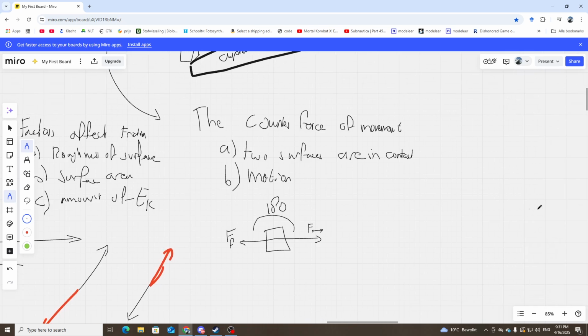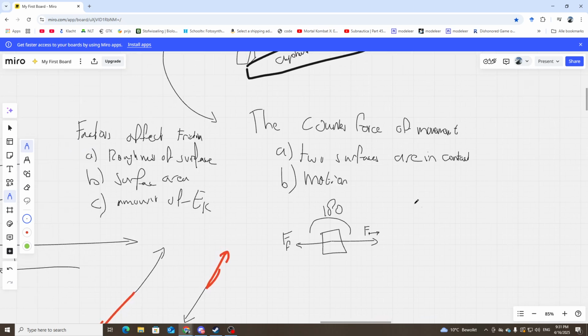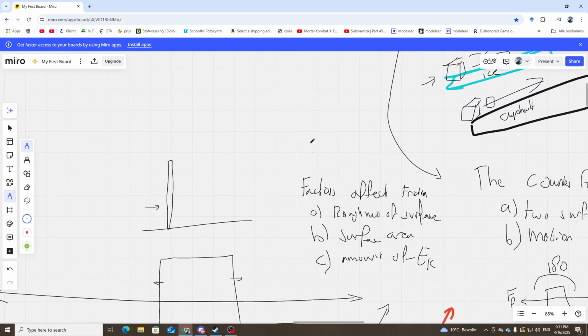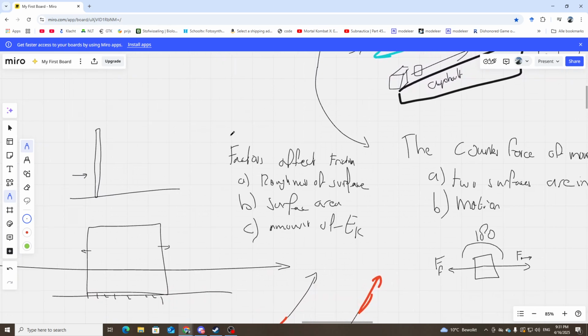If you're moving in one direction, friction is the exact opposite way. It has to be in contact with something to have friction with. So in outer space, you have no friction because there is nothing to be in contact with. And there has to be then movement. And then how can we increase or decrease friction?